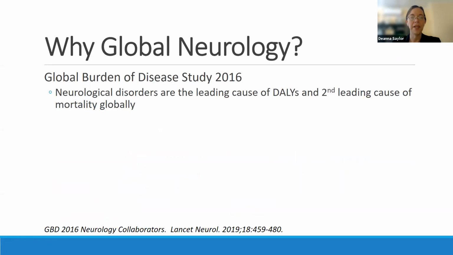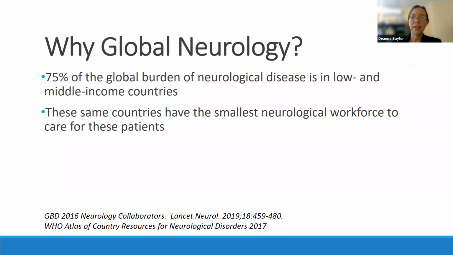So first, just to frame our discussion, I wanted to talk a bit about global neurology for those that might be less familiar. The reason that I think it's important to think about neurology in the global context is that the Global Burden of Disease study has shown us that neurological disorders are the leading cause of disability-adjusted life years worldwide, and they're the second leading cause of mortality globally. But this burden is not distributed equally. So 75% of the global burden of neurological disease is in low and middle income countries. Yet these same countries have the smallest neurological workforce to care for these patients.